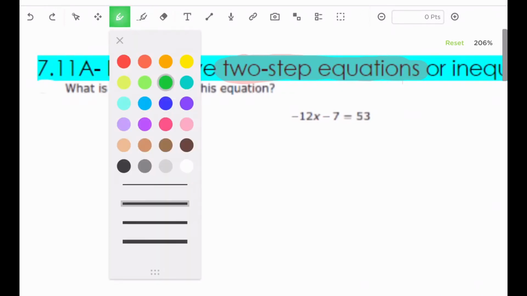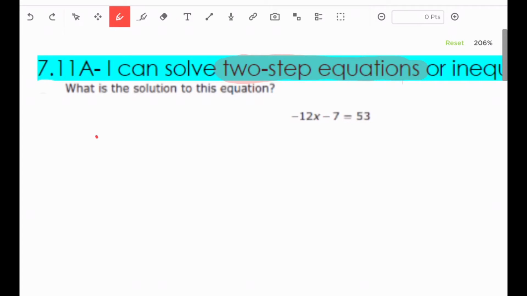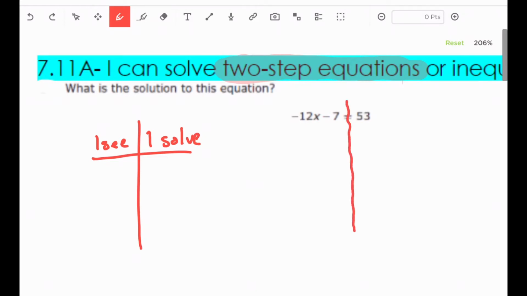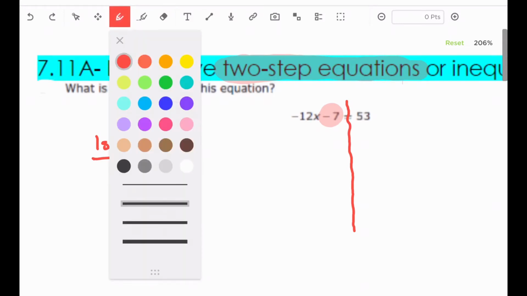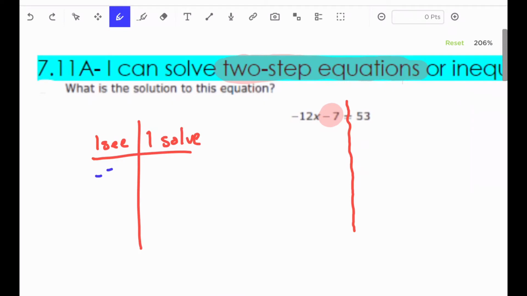So first thing that I'm going to do is set up my I See, I Solve chart. Okay, so I'm going to work out this equation. The first thing that I see with my variable x, because remember the goal is to get x by itself, is that they're subtracting by 7. So I'm going to write that here. I see subtracting by 7, so that means I'm going to add 7.